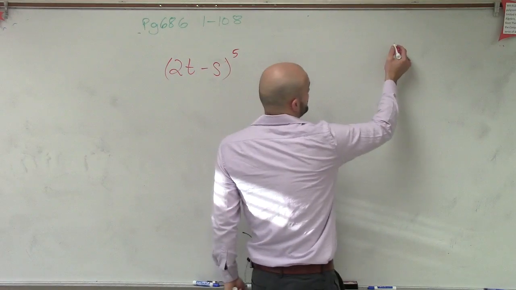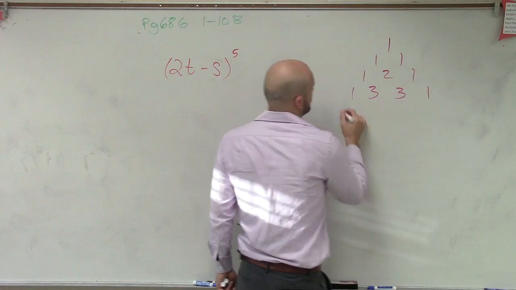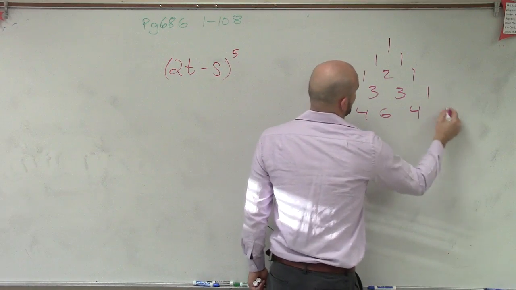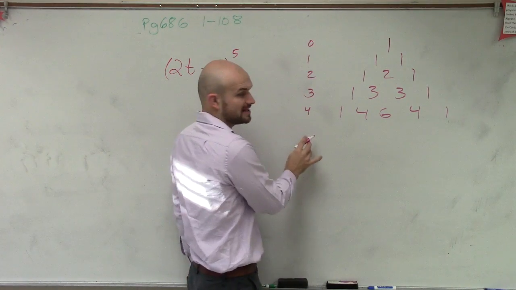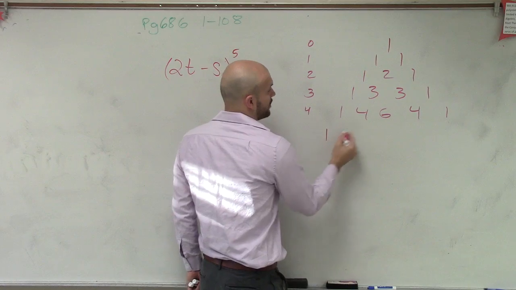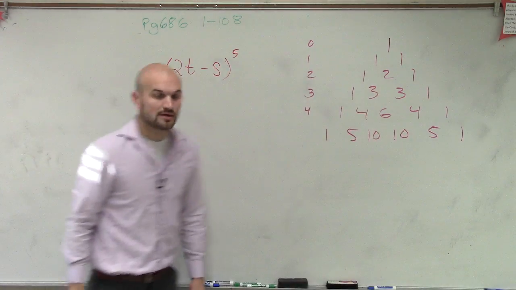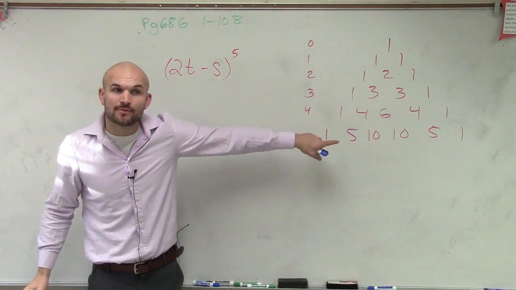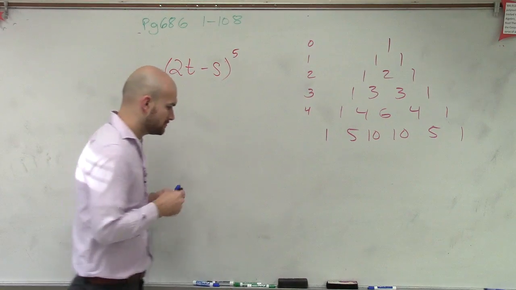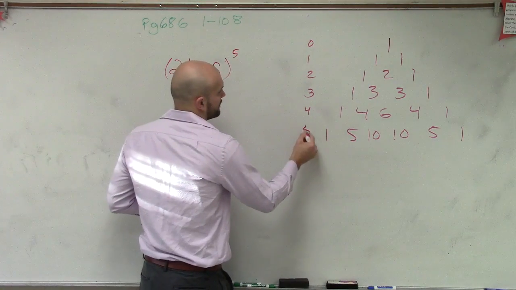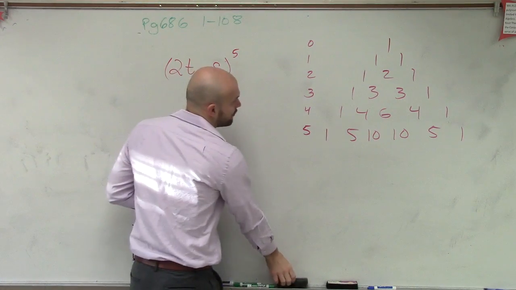So by applying binomial expansion, I have 1; 1, 1; 1, 2, 1; 1, 3, 3, 1; 1, 4, 6, 4, 1. This was for the fourth degree, right? So we need to figure out the fifth degree, which is 1, 5, 10, 10, 5, 1. These are what every single one of my terms in my binomial expansion is going to be multiplied by. So that's to the fifth degree. All right? So I'm going to keep that 1, 5, 10, 10, 5, 1.